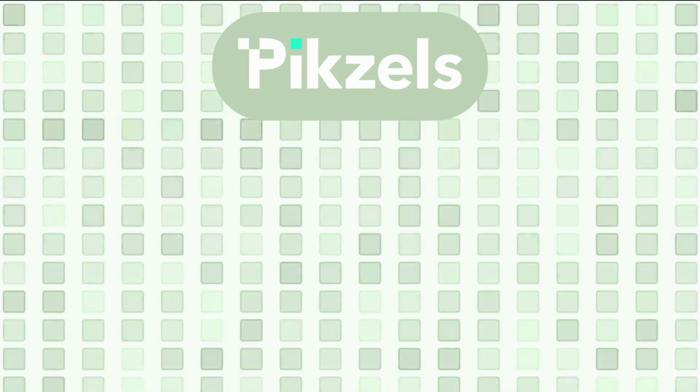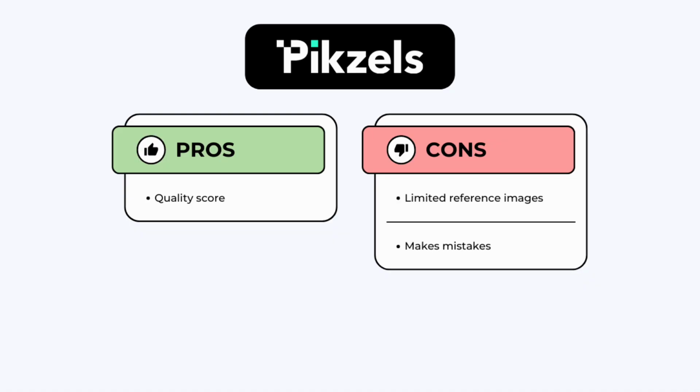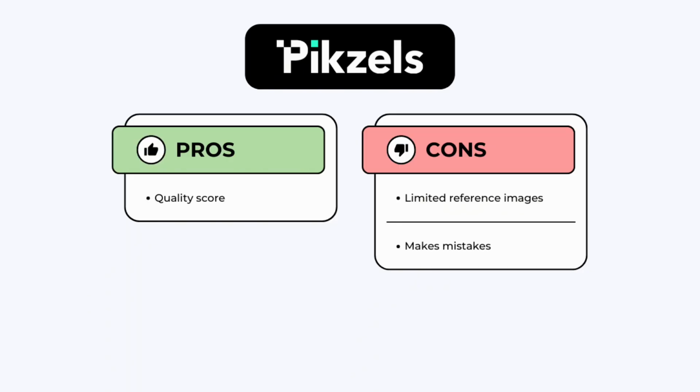And then Pikzels gets a 6 out of 10 for me, and this one was the most surprising to me. What I like the most about it is it actually gives you a quality score, which is not something that I found in any of the other AI thumbnail generators. Most tools just hand you an image and let you guess if it's good. What I didn't like so much about Pikzels was you can only upload one reference image in addition to your persona, which feels kind of limiting, and it still makes mistakes.